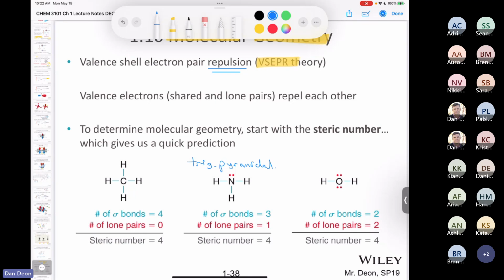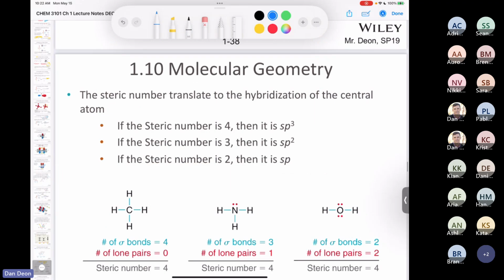And what about the molecular geometry of water? Who remembers that one? What's the molecular geometry of a water molecule? It's bent, right? So bent. And then methane, which we looked at earlier on, that's tetrahedral. And so even though they all have the same steric number, what do they have different? They have different numbers of bonds and different numbers of lone pairs, right?